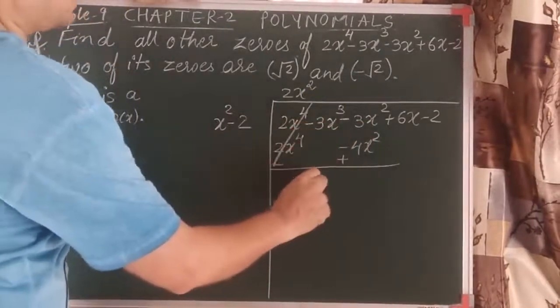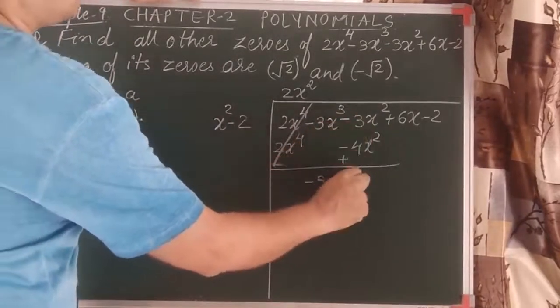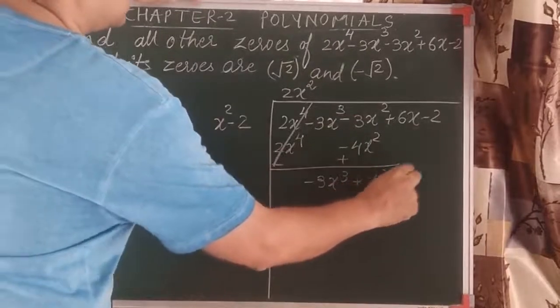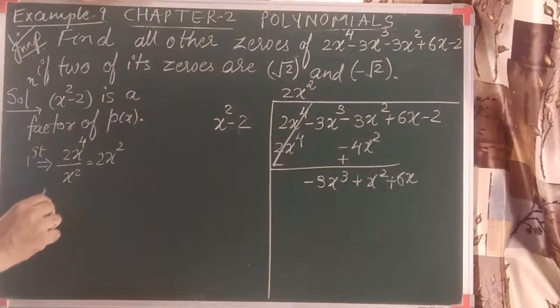Cancel. This minus 3x cube as it is. Plus minus minus 4 minus 3, 1 bigger term sign. And plus 6x. Correct. Now let's obtain the second quotient.